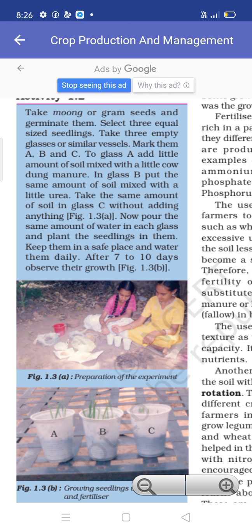Okay, in glass A we have to add a little amount of soil mixed with a little cow dung manure. In glass B we put the same amount of soil with a little urea, and in glass C we are not adding anything, कुछ भी ऐड नहीं करेंगे. Now pour the same amount of water in each glass and plant the seedlings in them, और उनको एक सेफ प्लेस पे रखें and water them daily. Okay, after 7 to 10 days we have to observe their growth.